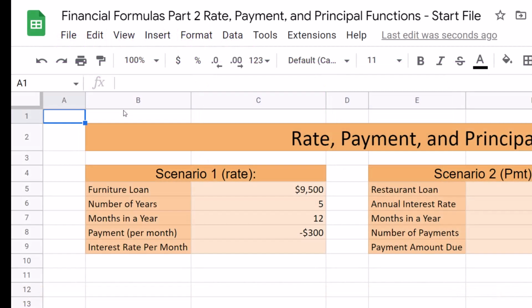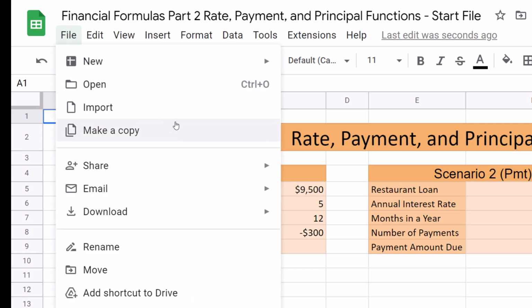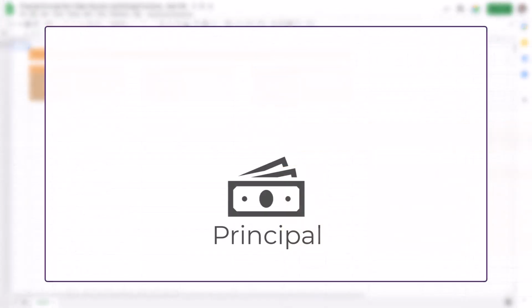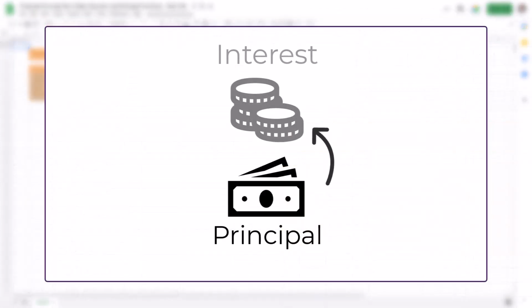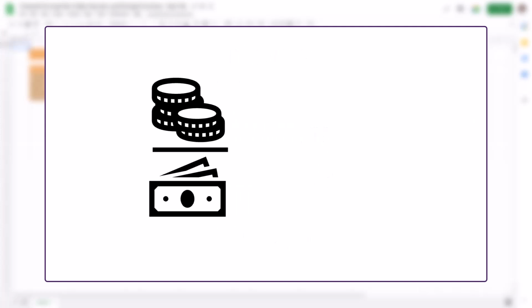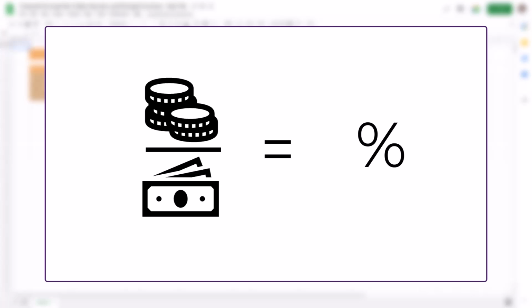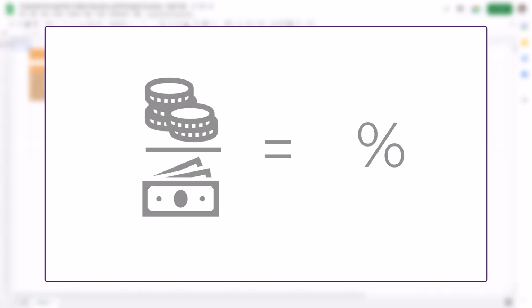If you would like to follow along with these instructions, please make a copy of the start file that is bundled with this module. To start off, interest is an additional cost on top of the principal, or the original amount of a loan. The amount of additional money paid to the lender is expressed as a percentage of the money borrowed and is called the interest rate. We will use the rate function to calculate the interest rate.